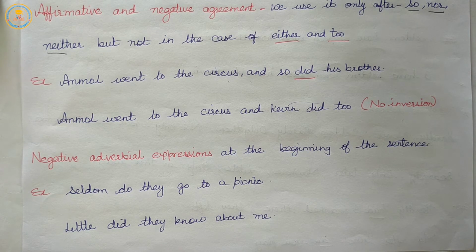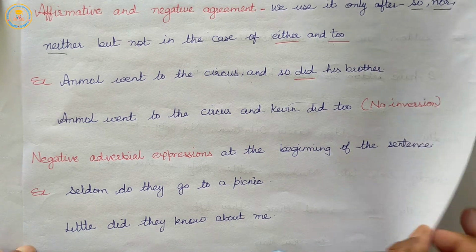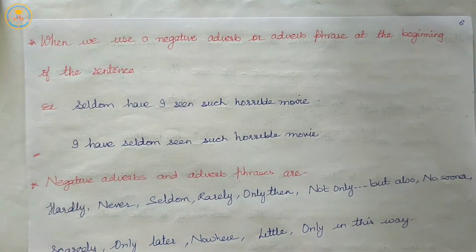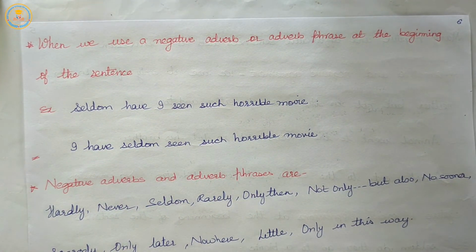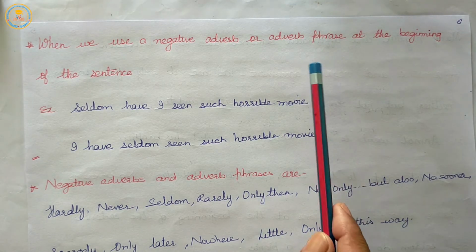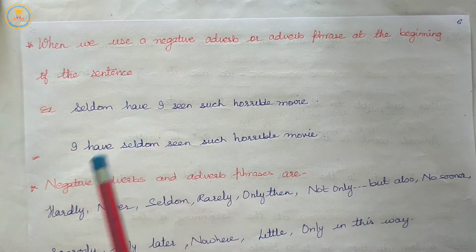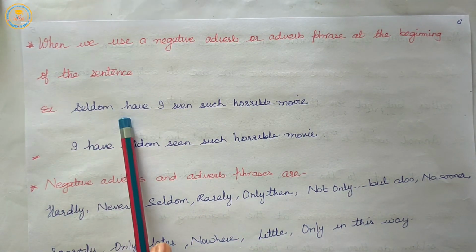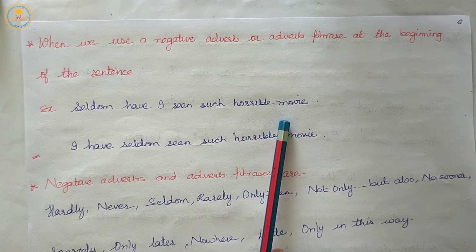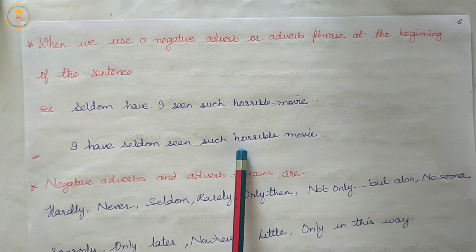So, inversion is used, first, in question form, second, with negative and affirmative agreements, and next, with negative adverbial expressions. When we use a negative adverb or adverb phrase at the beginning of the sentence, we add this inversion. Seldom have I seen such a horrible movie. I have seldom seen such a horrible movie.